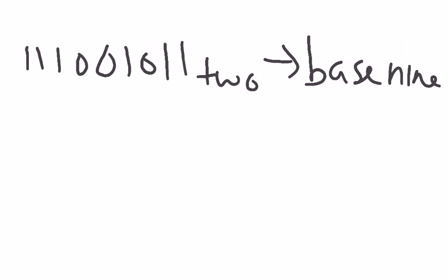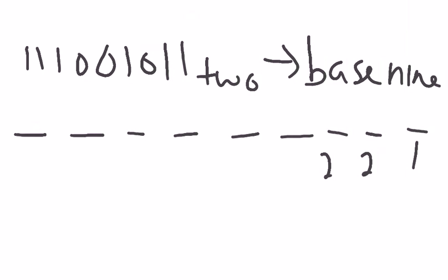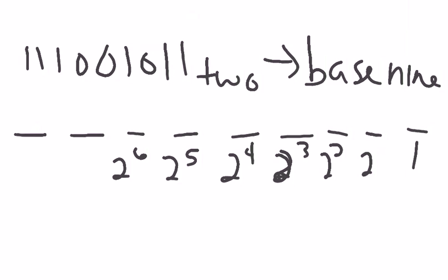Okay, so let's go ahead and do that. We need base 2 in there. Okay, so we need 9 spaces here. So 1, 2 squared, 2 cubed, 2 to the 4th, 2 to the 5th, 2 to the 6th, 2 to the 7th, 2 to the 8th. Very big number. So we put in our digits where they go.